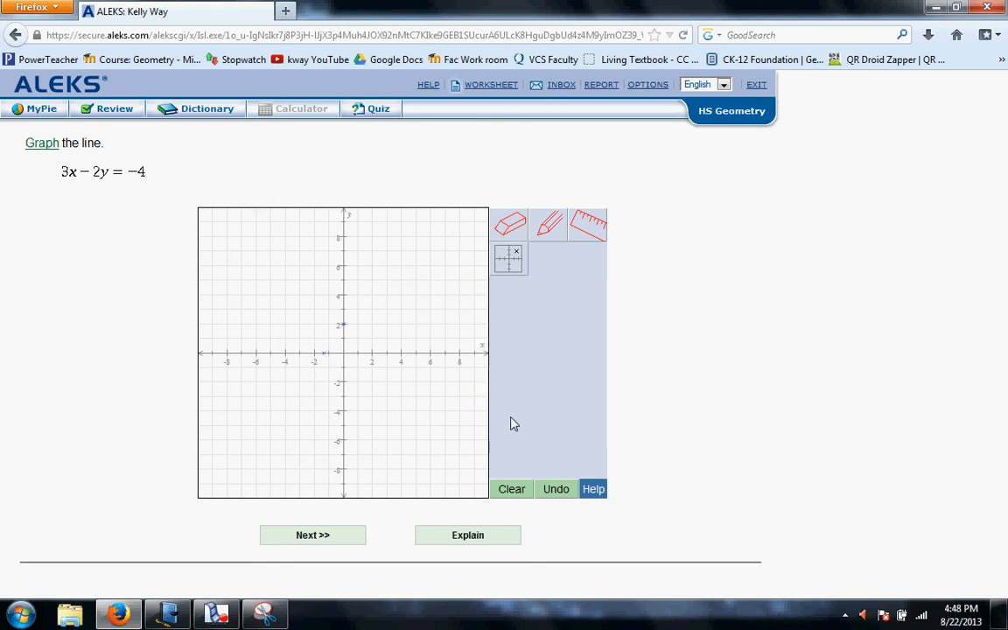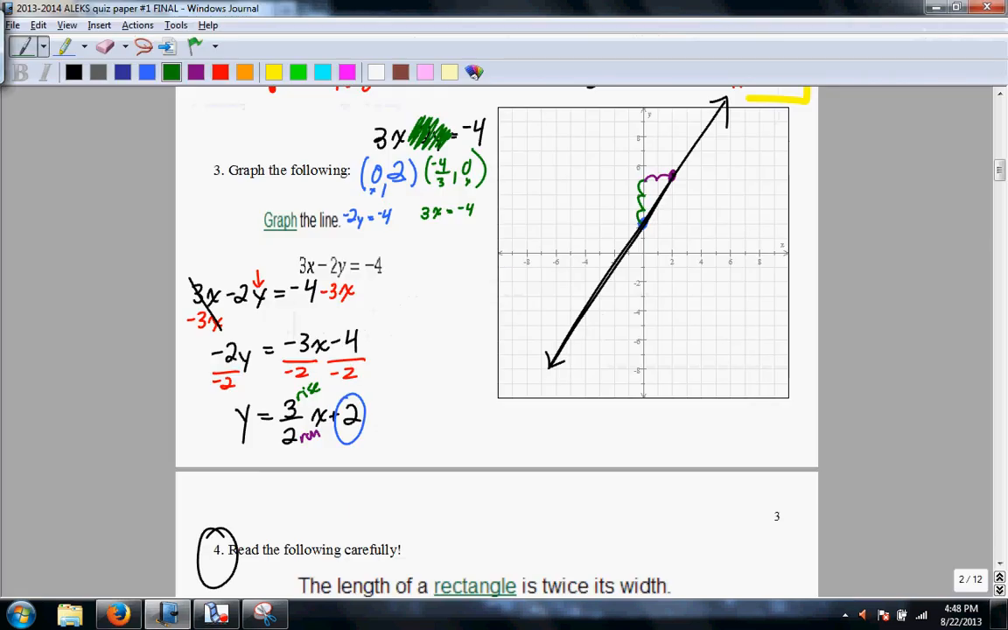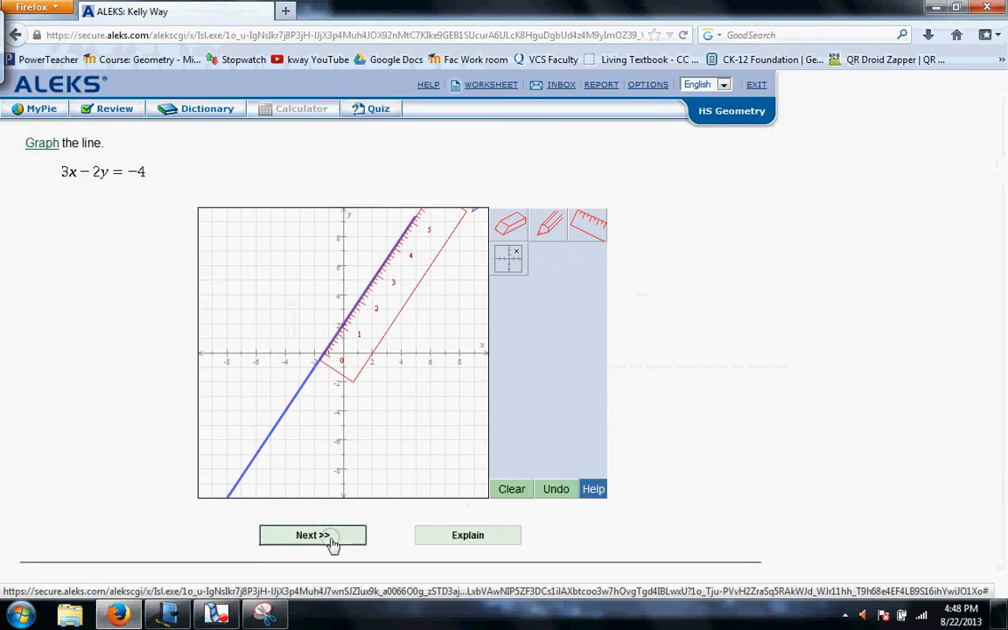Plot the point. And then on ALEKS, you can pick up your ruler here, and you're going to angle it between those 2 points. Pick up the pencil. Draw your line. And that's how you can do intercepts. Or you could also have graphed, see how it's the exact same line using y equals mx plus b.